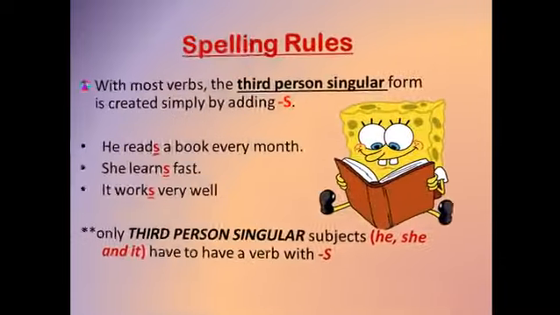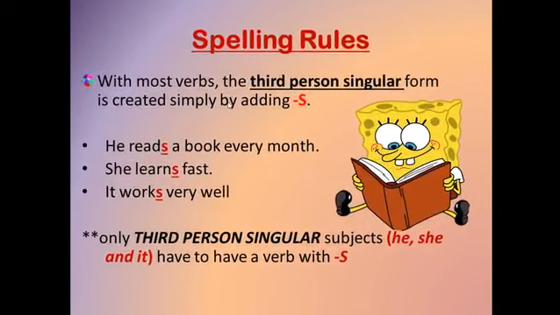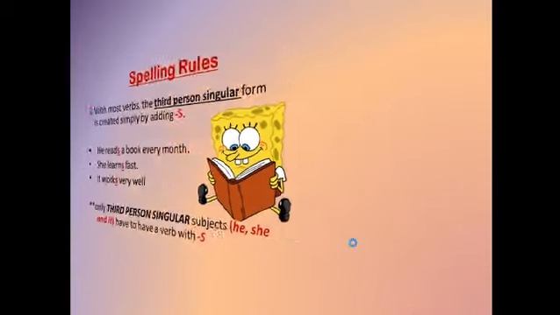the spelling rules. We said for most verbs, if my subject is he, she, or it, or the third person singular, I simply add an s to my verb in the present simple. He reads, she learns, it works. Okay? And of course we said only with the subjects he, she, or it.